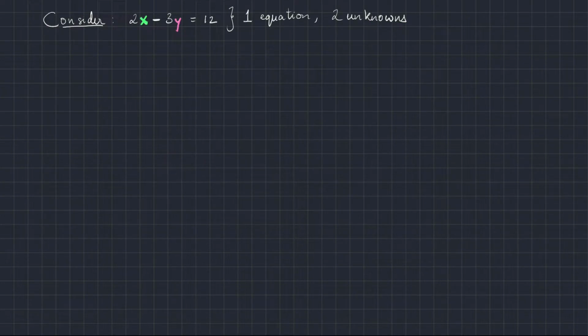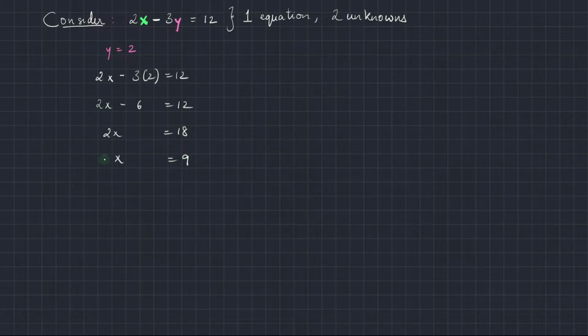Consider the case with one equation and two unknowns. Let's try to think of a possible solution to this equation. Notice that since there are two variables, we might want to fix one of the variables to have a particular value so that we can find the other variable. For example, let us fix y equals 2. Now if y equals 2, we have 2 times x minus 3 times 2 equals 12. This gives us 2x minus 6 equals 12. Adding 6 on both sides, we have 2x equals 18 and x equals 9.